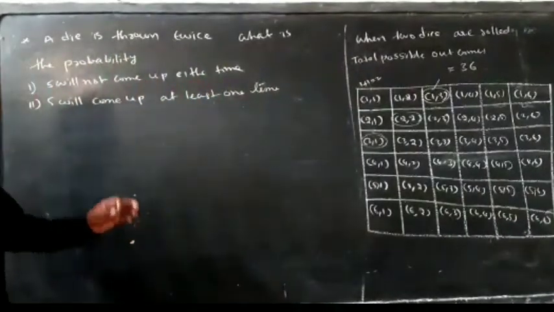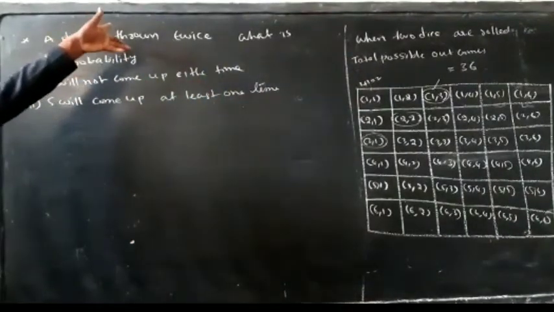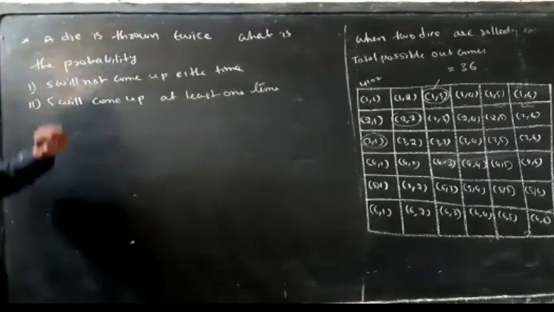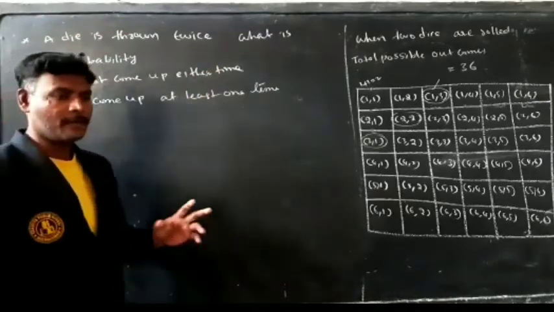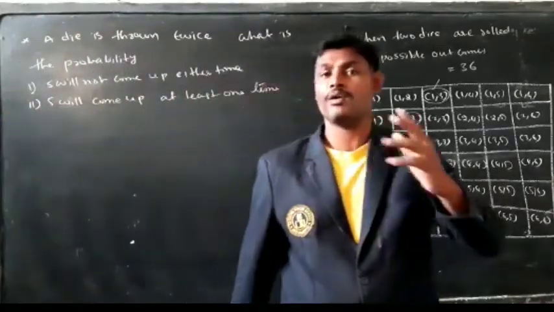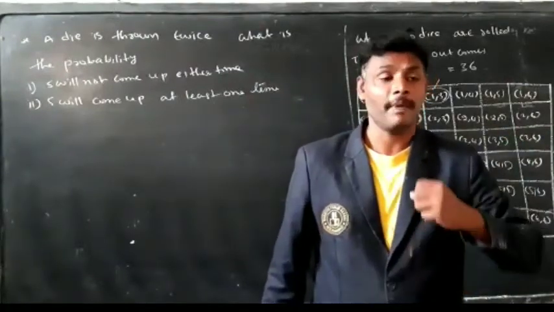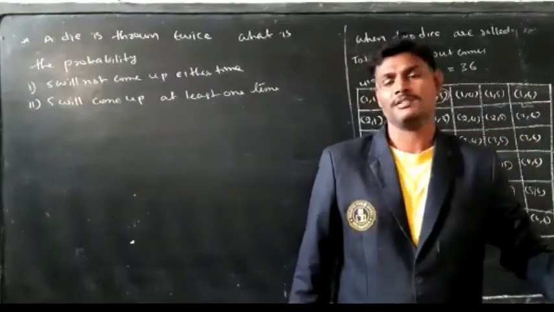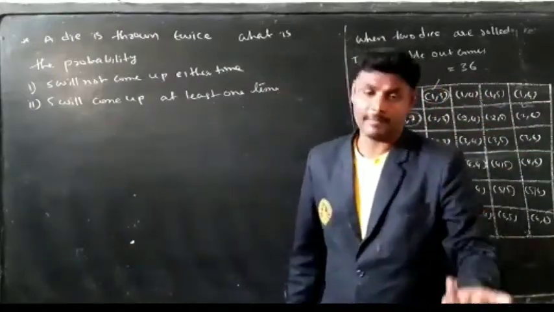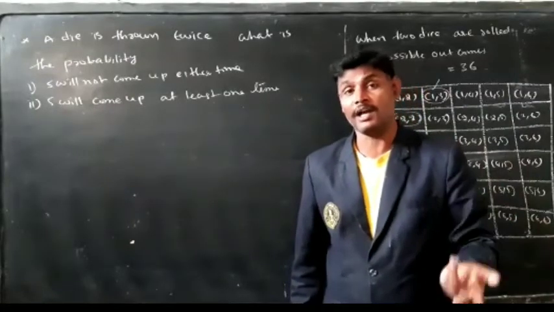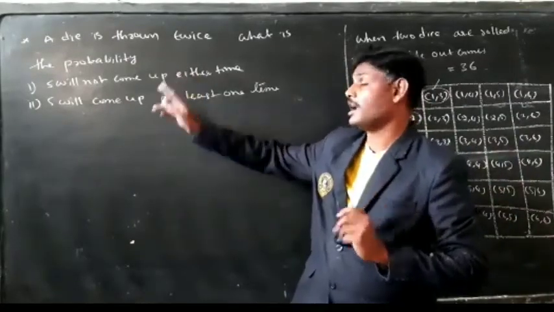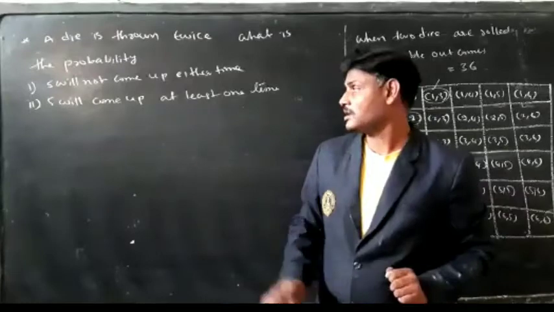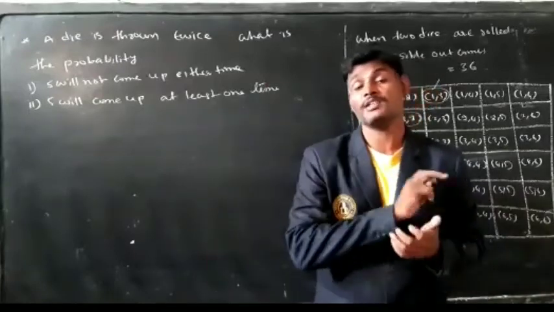Here is the next question. A die is thrown twice. What is the probability that 5 will not come up either time, and that 5 will come up at least once? First condition, 5 will not come up either time. It means by throwing a dice, I didn't want 5 on the top face of the dice. Second condition, 5 will come up. I need 5 on the face of the dice.